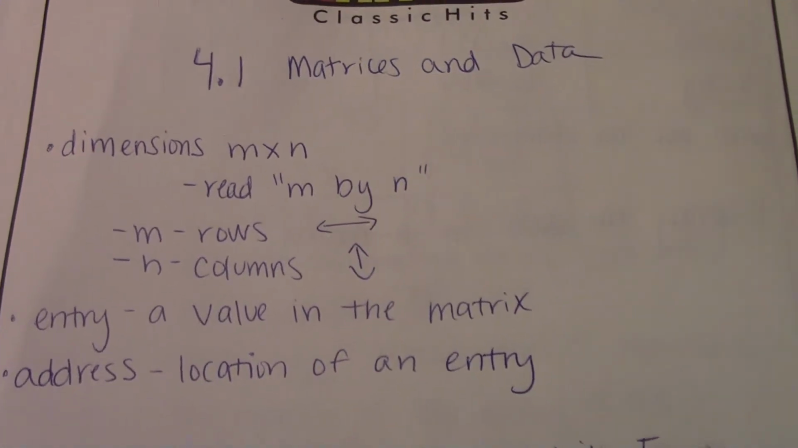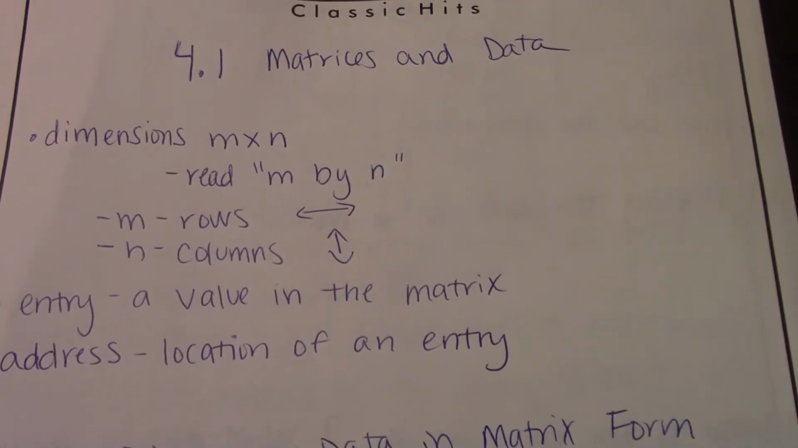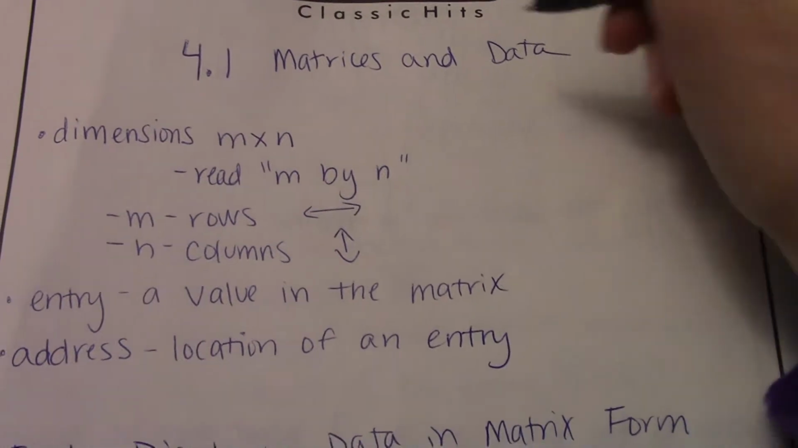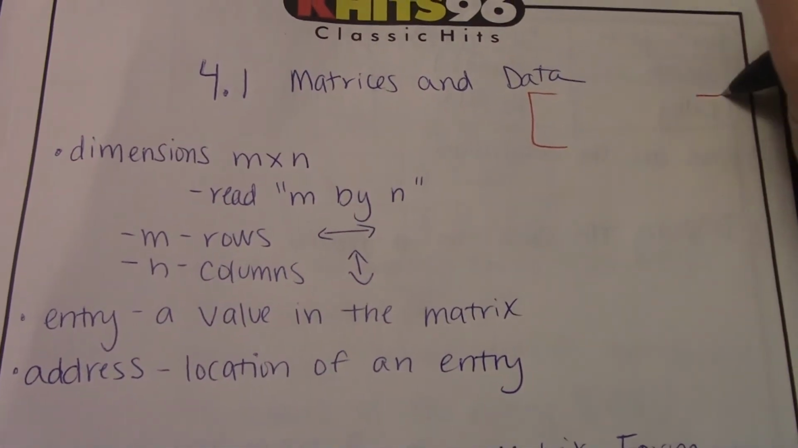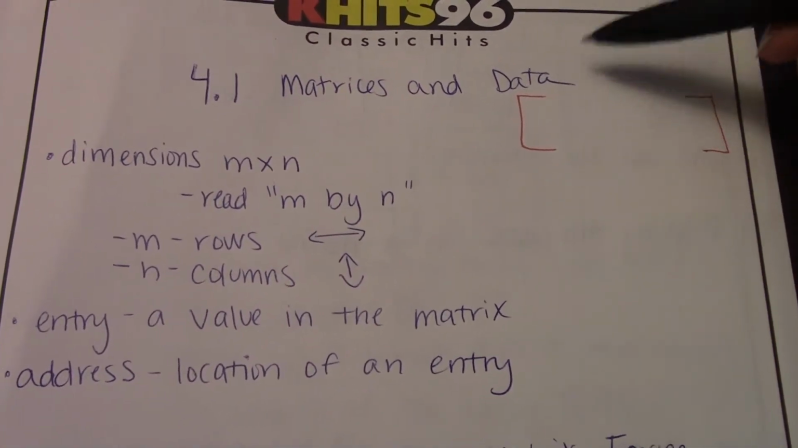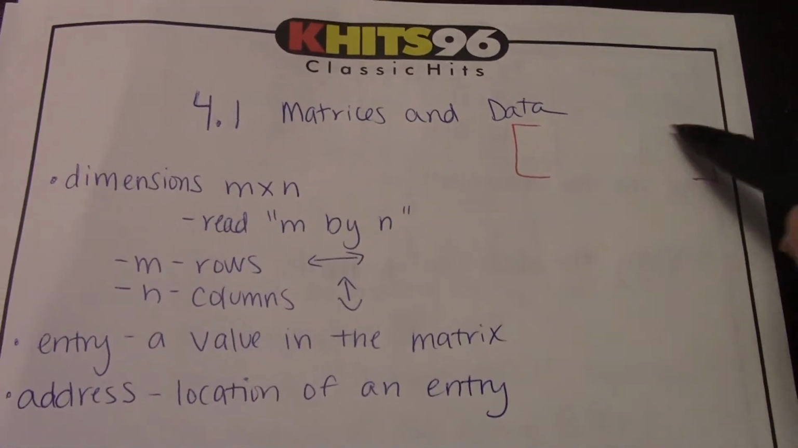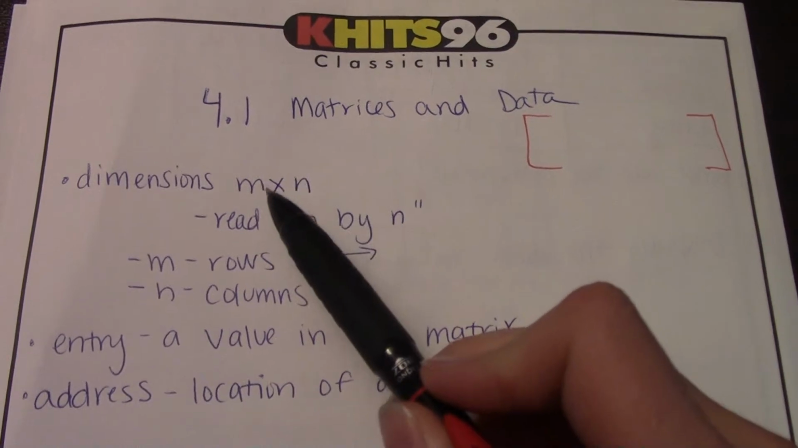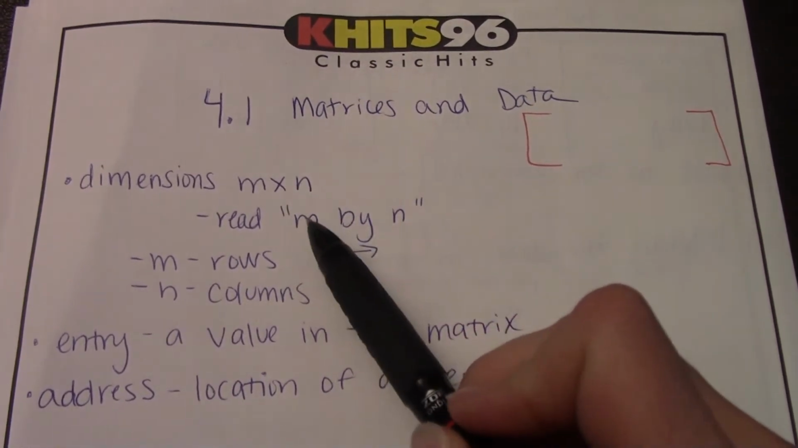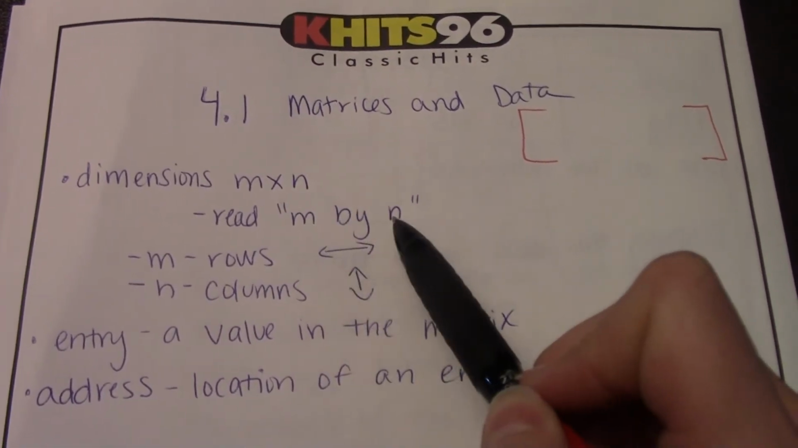Today we're talking about 4.1, matrices and data. So we need to know some things. Matrices are forms that are basically tables that just have numbers, no symbols. Okay, and they're inside these brackets here. So we need to know our dimensions. This is m×n, which we read as m by n.